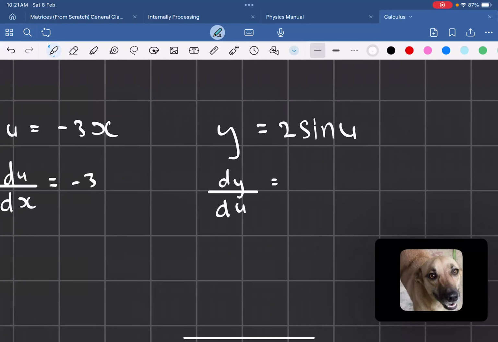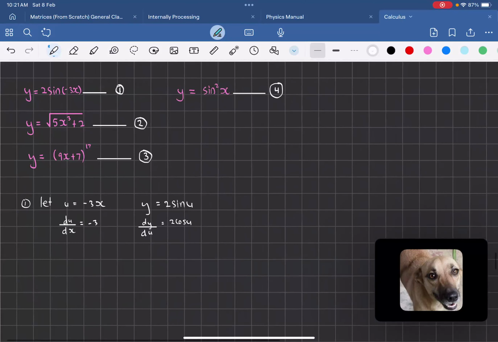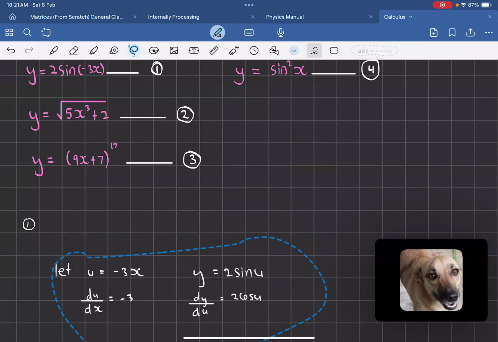And if I differentiate 2 sine u, what do I get? 2 cos u, excellent. If you recall, at the very start, we had y is equal to 2 sine minus 3x. So we really wanted to differentiate y with respect to x. Right, so we still need to figure that out.